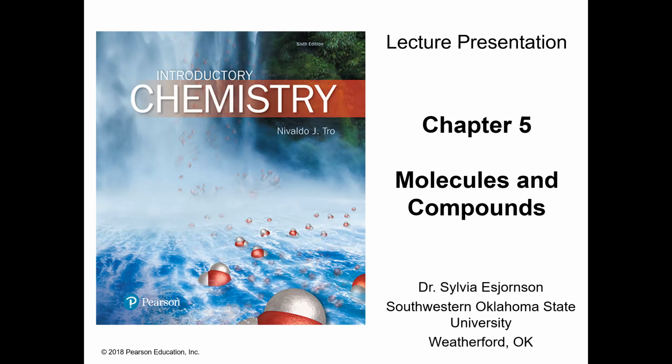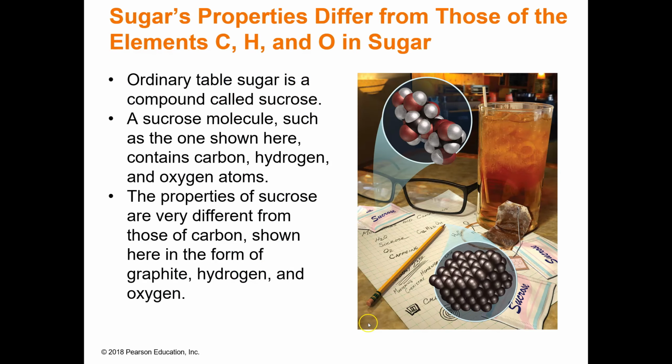Welcome, everyone. Today we're diving into Chapter 5, Molecules and Compounds. In this chapter, we'll explore how atoms come together to form the substances that make up everything around and inside us. From the salt on your fries to the oxygen in your lungs, we'll look at how chemistry gives them structure and identity. Let's start with a sweet example, sugar.